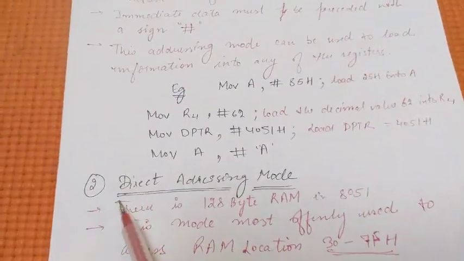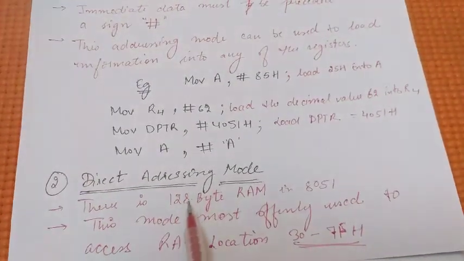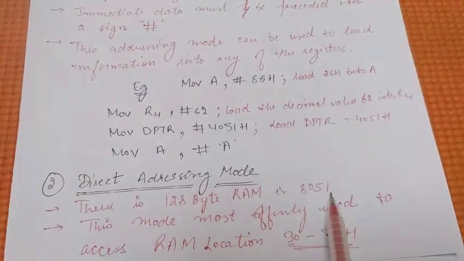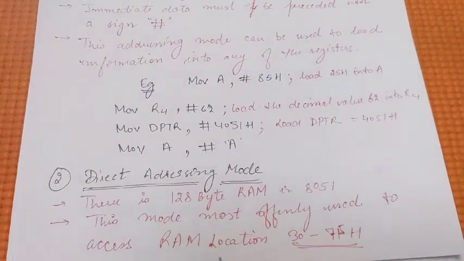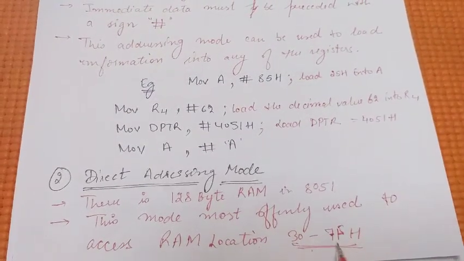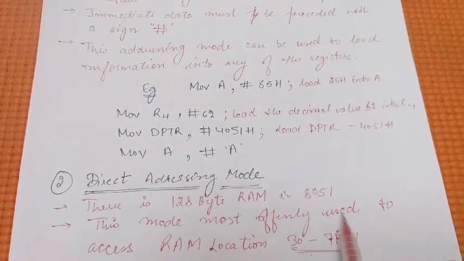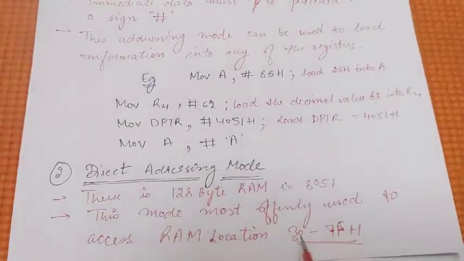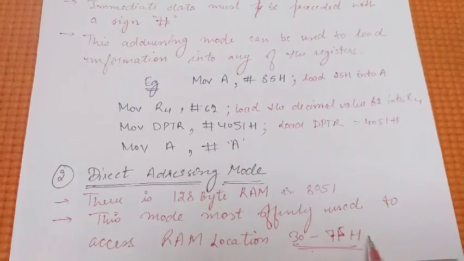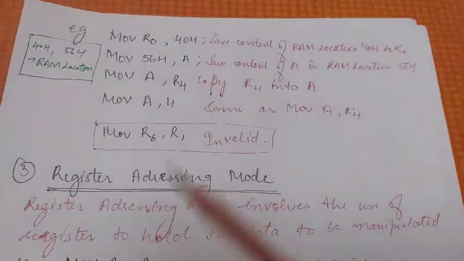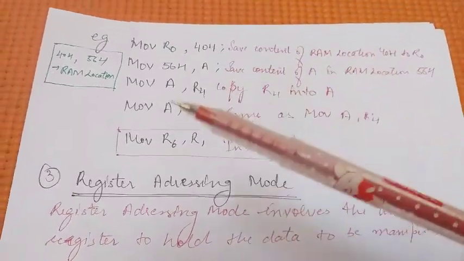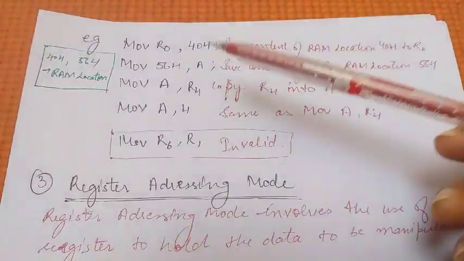Next is direct addressing mode. There are 128 bytes of RAM in 8051. We all know that. This mode is most often used to access RAM locations 30H to 7FH. Basically in this we use the RAM locations 30H to 7FH. In the examples of direct addressing mode, we don't use any sign; we use all the registers or addresses directly.